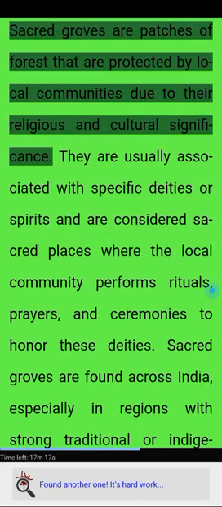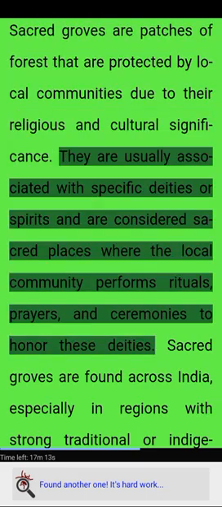Sacred groves in India. Sacred groves are patches of forest that are protected by local communities due to their religious and cultural significance. They are usually associated with specific deities or spirits and are considered sacred places where the local community performs rituals, prayers, and ceremonies to honor these deities.